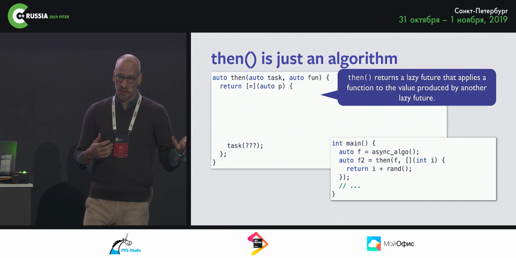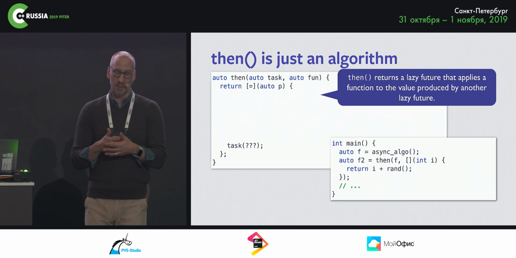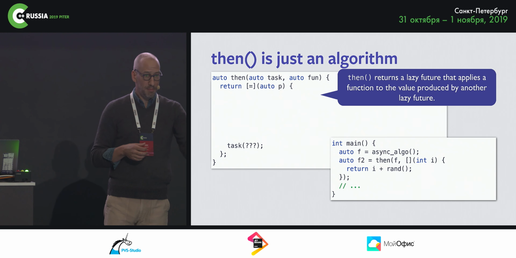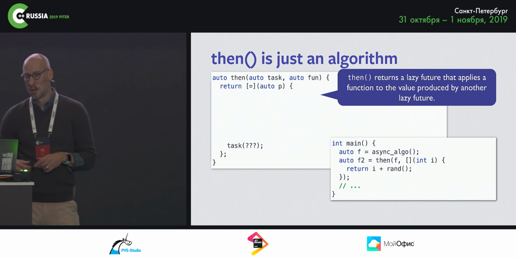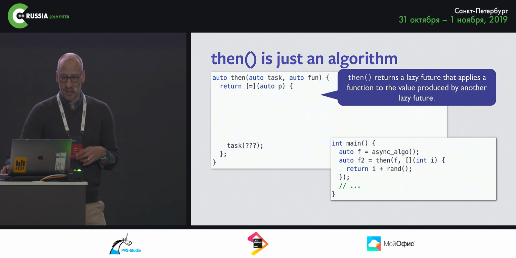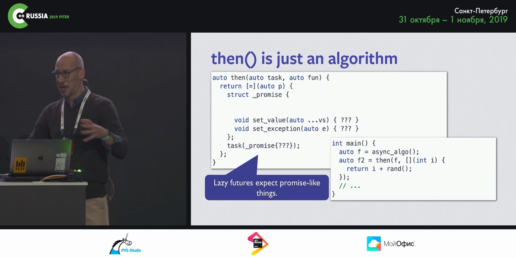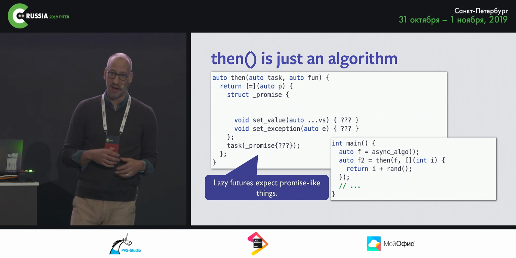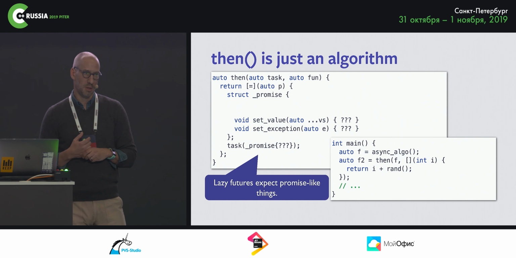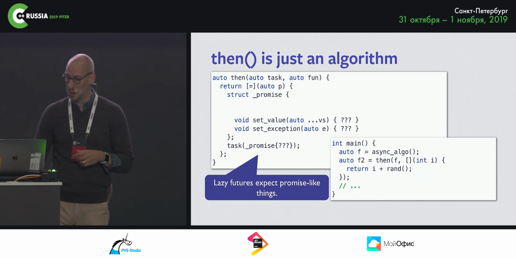So since it's an algorithm that returns a lazy future, it has to return a callable, a lambda that takes a promise. At some point, it's going to actually launch that task that you have passed in, that lazy future. And the task, we just said, is a lazy future, so it is expecting a promise-like thing. So let's gin up some promise-like thing that contains the logic of our then algorithm. As a promise-like thing, it's going to have a set value, and it's going to have a set exception member, just like std promise does. Now, what do these things do?